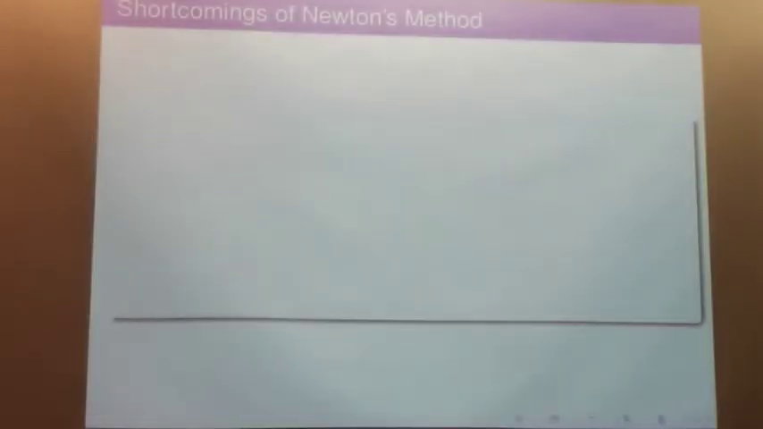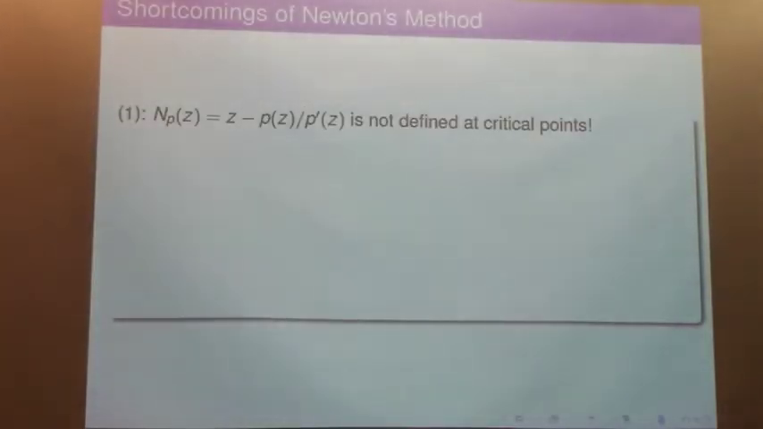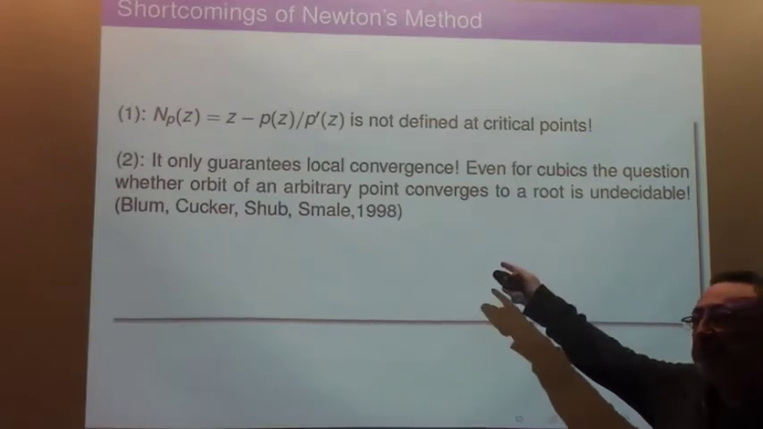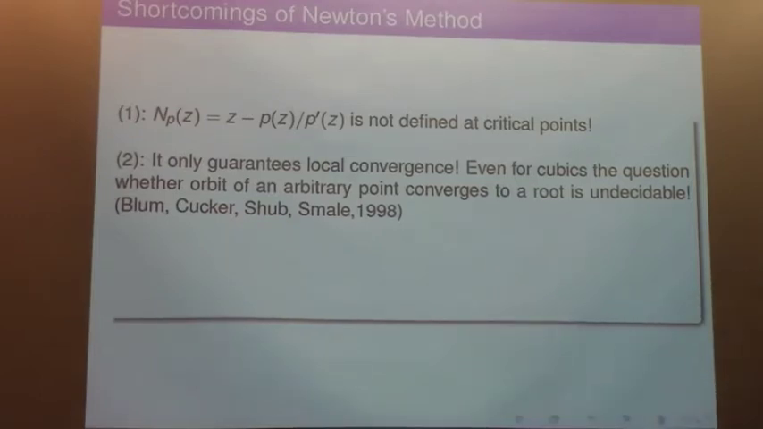What are the shortcomings of Newton's method? It's not defined at the critical points. If p prime is 0, it's not defined. It only guarantees local convergence. Even for cubics, the question of whether the orbit of an arbitrary point converges to a root is undecidable under the theory of Smale and these folks.